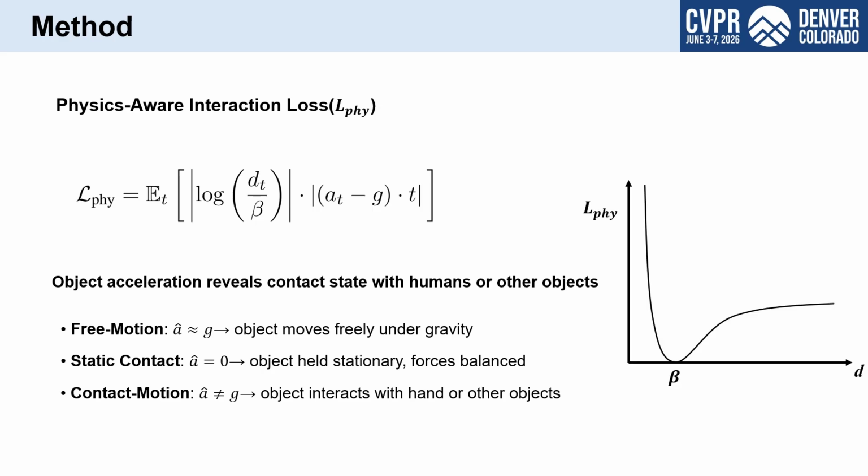Now, let's focus on the hand-object distance d_t, which is critical in this loss. We introduce a hyperparameter beta, representing the ideal contact distance, which we set to 0.01 in our experiments. When d_t is greater than beta, the object is slightly detached from the hand, which we call floating. As the distance increases, the loss increases gradually, softly encouraging the object to move closer to the hand. When d_t is less than beta, the hand penetrates the object. In this case, the loss rises sharply as penetration depth increases, strongly penalizing unrealistic interpenetration.